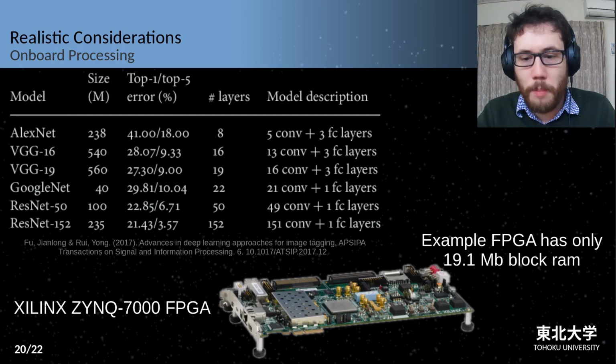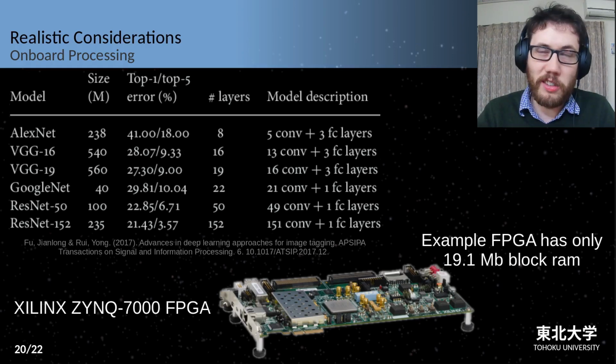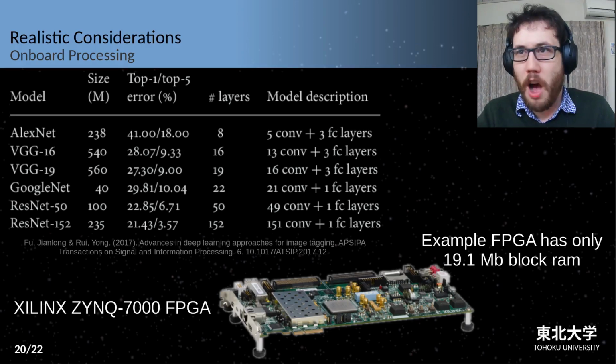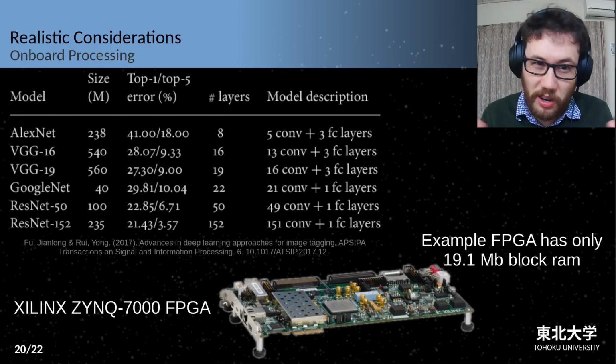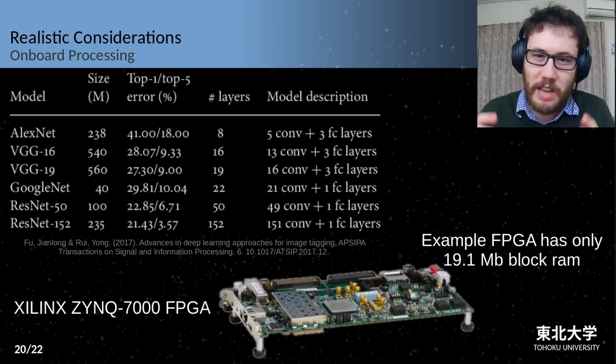Here's an example FPGA that is quite a realistic thing to put on board a spacecraft, and this FPGA only has 19.1 megabytes of RAM. When I try to train this on my laptop, I'm already up into 5 gigabytes. That's several orders of magnitude higher than an FPGA could handle. So we need to start considering how we shrink these networks down.